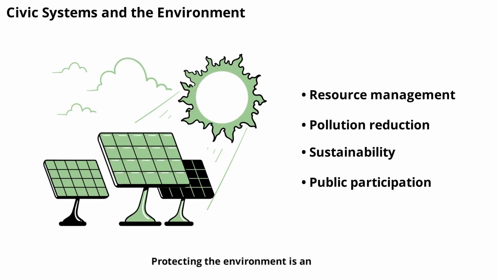Protecting the environment is an increasingly important function of civic systems. Governments develop policies to manage natural resources, reduce pollution, and address climate change. Environmental agencies enforce regulations and promote sustainable practices. Civic systems also encourage public participation in environmental initiatives such as recycling programs and conservation efforts. By prioritizing environmental stewardship, civic systems help ensure a healthy planet for future generations.